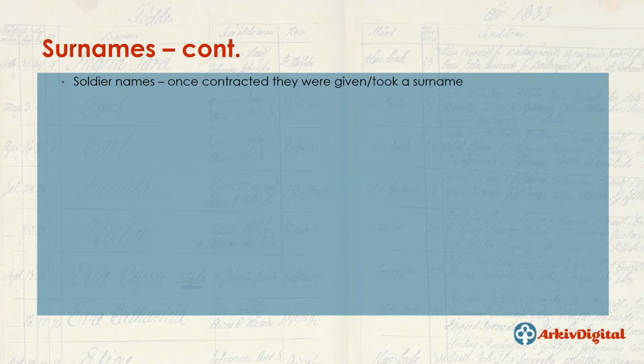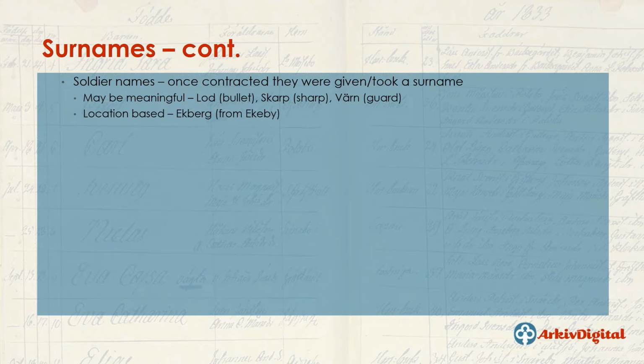More surnames would be soldiers. Once they were contracted, they were given or they took a surname. And it was meant to be something meaningful, like bullet, sharp, or guard. Sometimes it was a surname that was location-based, like he was from Ekby. And it was done to avoid confusion. You could have had potentially 15, 20, 30 Andersons in one platoon, so it was done to avoid confusion, and they usually kept their soldier names well after they left the service.